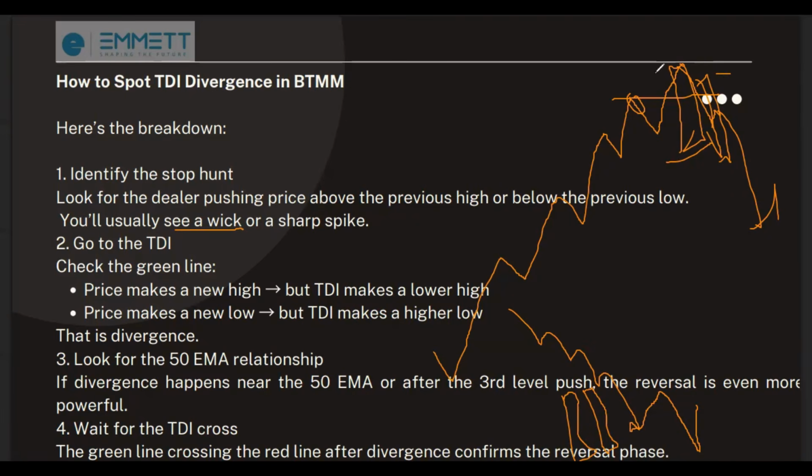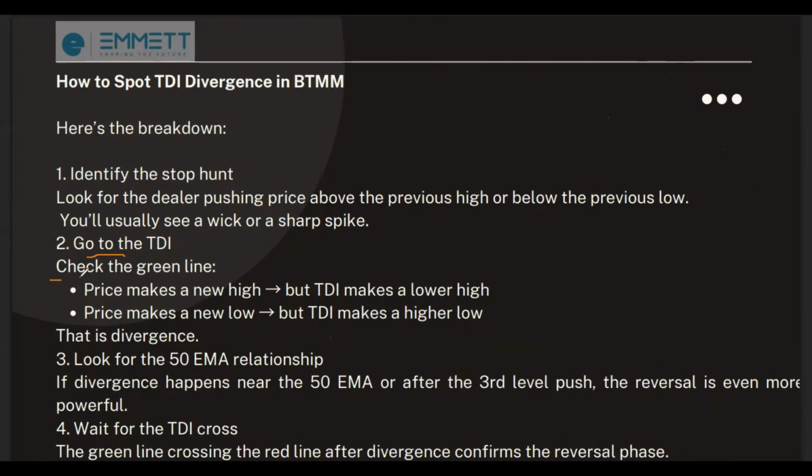Okay, so at that moment when you have that kind of behavior, you want to go to the TDI and check the green line, which is what we call the price line. Now, you will notice as the price was making a new high or a new low, the TDI makes a lower high or a higher low, depending on the price. So assuming the trend was bullish like this, and after the pullback, the dealer aggressively pushes and creates a new high.